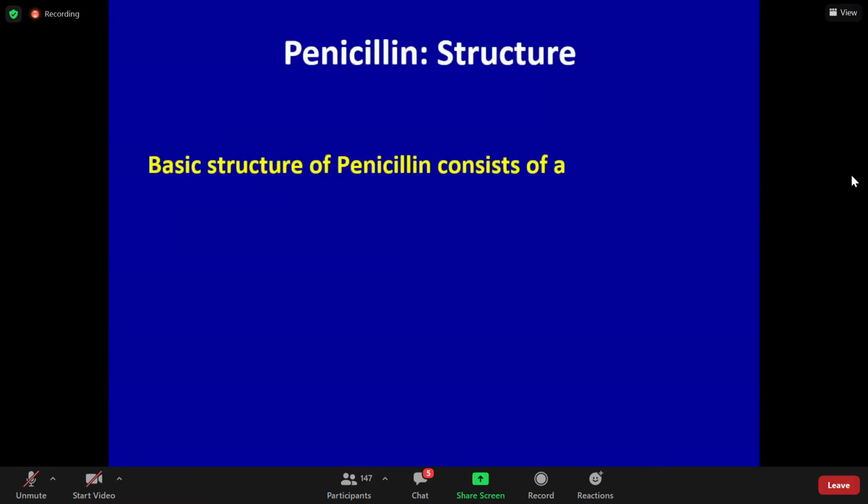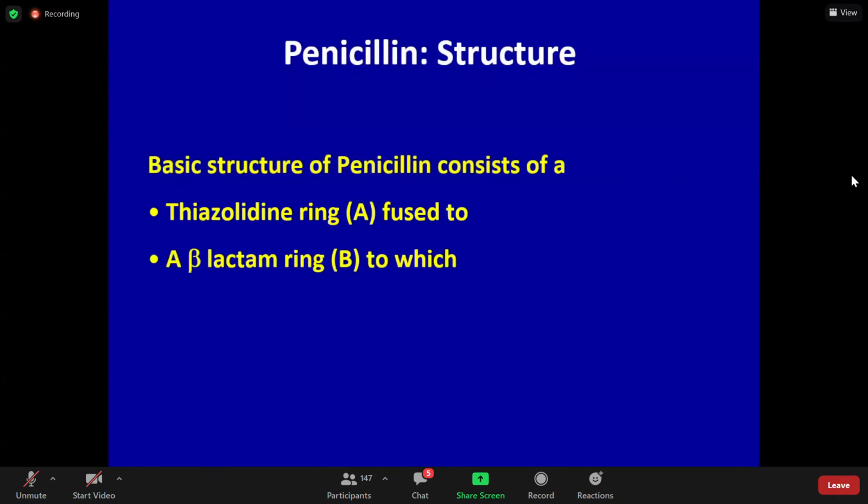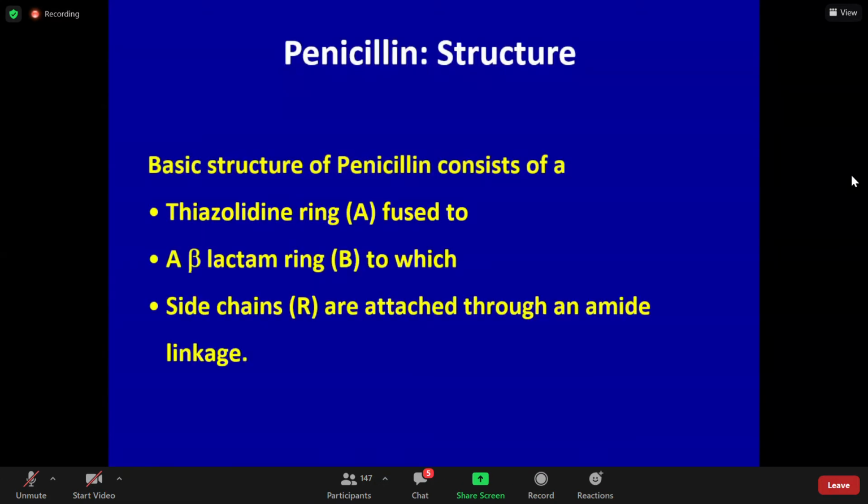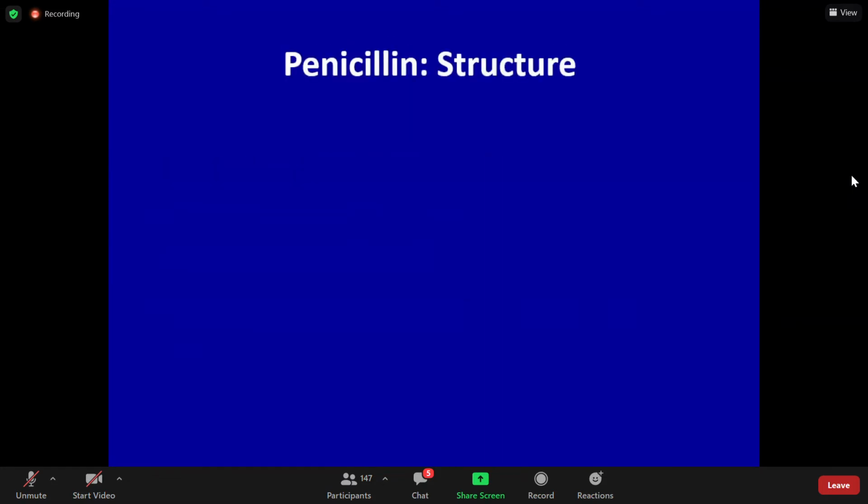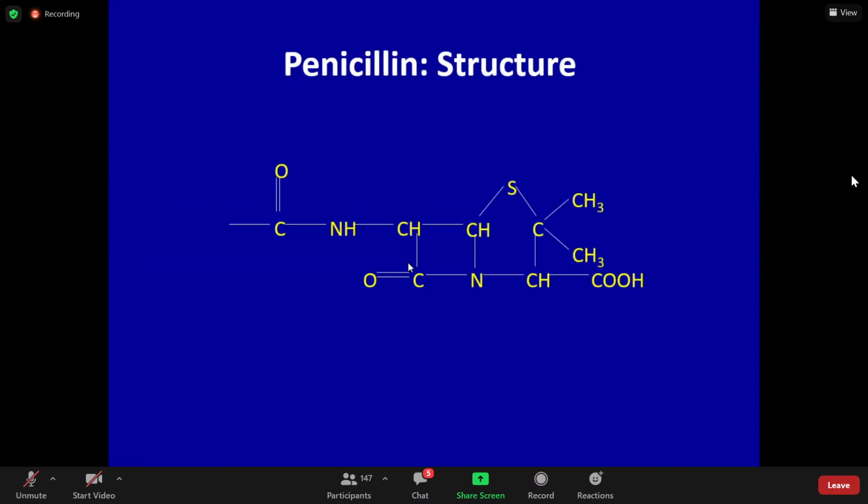So, as I mentioned, this beta-lactam ring has three structures: the thiazolidine ring, the beta-lactam ring, and, not less important, equally important, the side chain. See, penicillin: beta-lactam ring, thiazolidine ring, and this is the whole side chain, and this is the side chain which is very, very important in determining the pharmacokinetic property of the beta-lactam antibiotics.